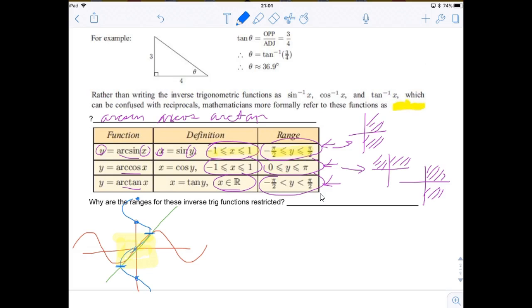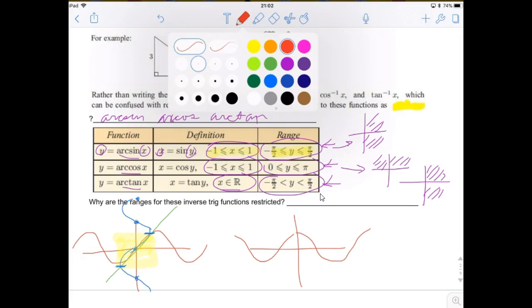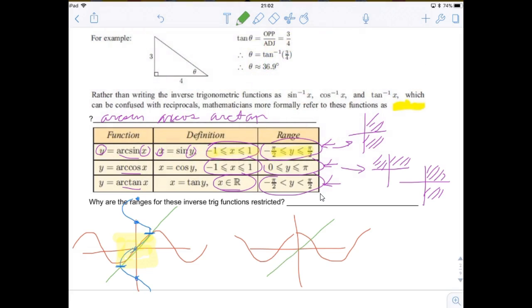And for each function, they did kind of the same thing, and it turns out that what they did for sine and cosine is two different things. Because let me draw cosine for you. Cosine, remember, looks kind of like this, right? And if you invert this function about the green line, then you're going to get something like this. Okay, and you can see that is not a function, right?